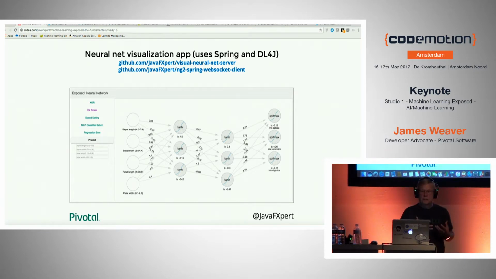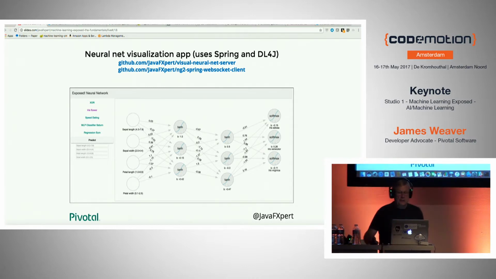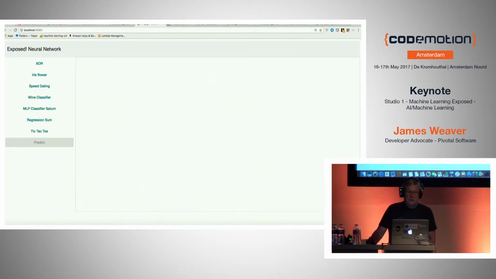So this application that I created uses models that came from Deeplearning4J. It's a Java library. And I built a facility and an Angular 2 front end that would allow me to visualize neural networks. It's available on GitHub at this link. And again, these slides are available, so you don't have to copy down the link. Just go to the slide deck and click on the link. That's fine. It's got this Angular front end.